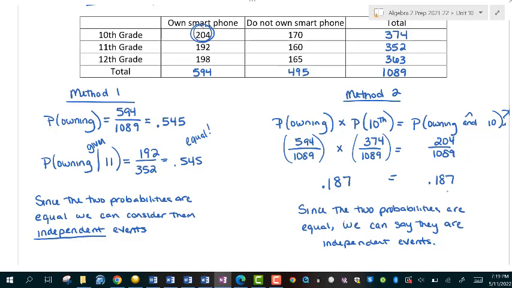Now that I've showed you the two methods, what I'd like you to do is go through the worksheet assigned for today and try using both methods. So I think there's just two examples. Try doing one of each, because then in Delta Math, you will have some examples of each as well.